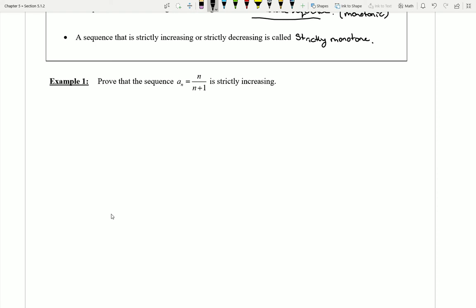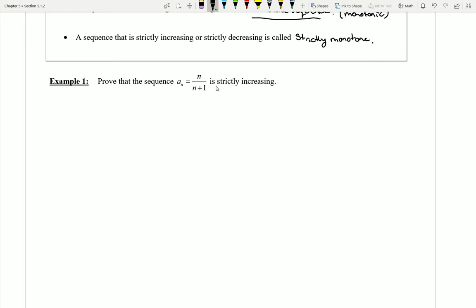So in example 1 here again, we're going to be seeing 3 different ways that we can determine whether a sequence is increasing or decreasing. We're going to use this particular sequence, n over n plus 1, and show that it is strictly increasing using each of these different techniques over the next 3 videos.